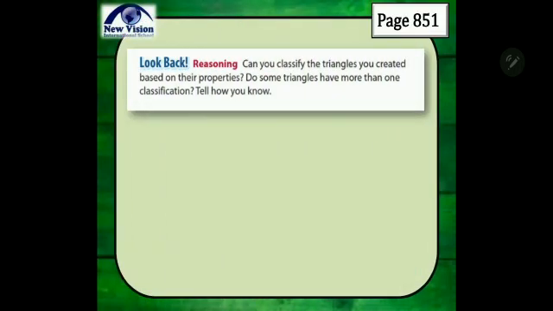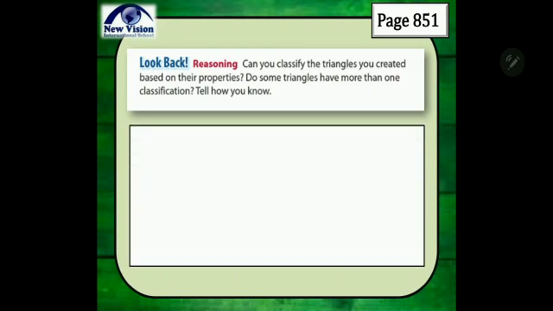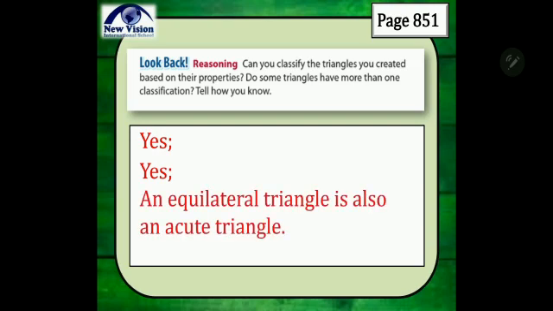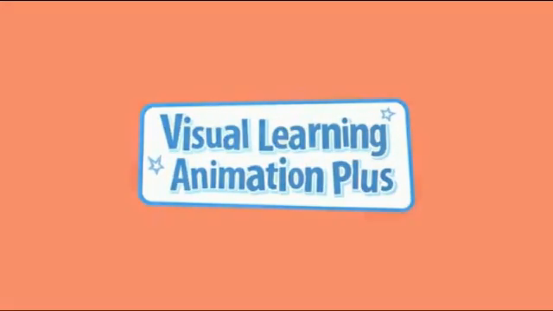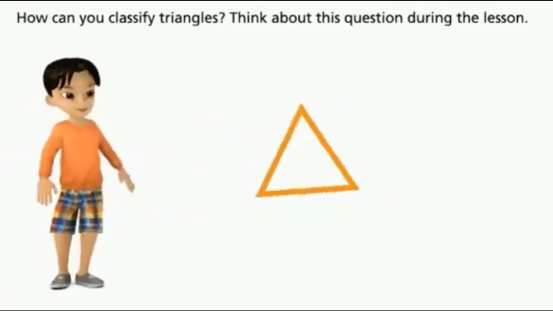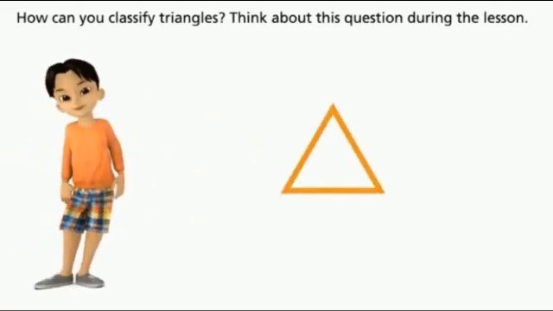Next question. Look back. Can you classify the triangles you created based on their properties? Yes. Do some triangles have more than one classification? Of course, yes. Tell how you know. An equilateral triangle is also an acute triangle. How can you classify triangles? Think about this question during the lesson.